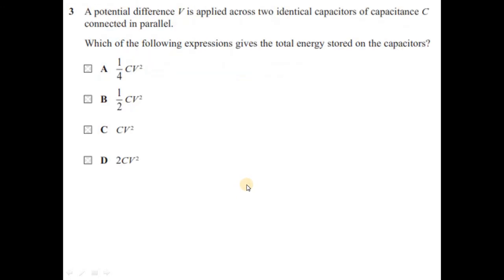Question number 3. The potential difference V is applied across two identical capacitors of capacitance C connected in parallel. Which of the following expressions gives the total energy stored on the capacitors? Remember, if you have a single capacitor, C is the capacitance, so the energy stored is half of CV squared. This is the energy stored in one capacitor.